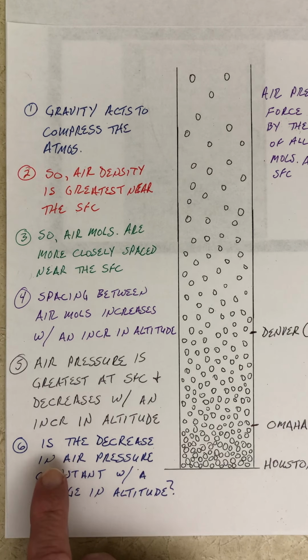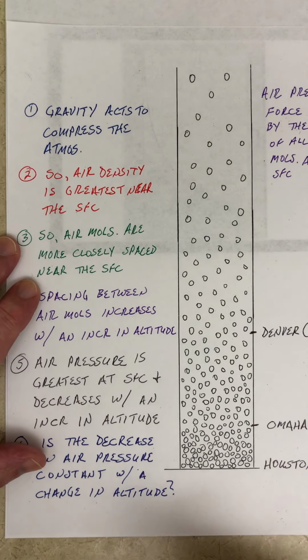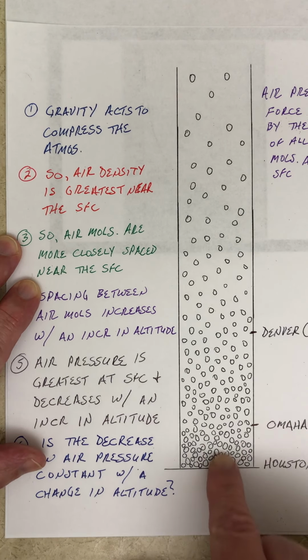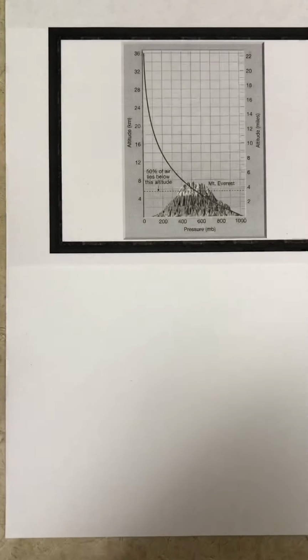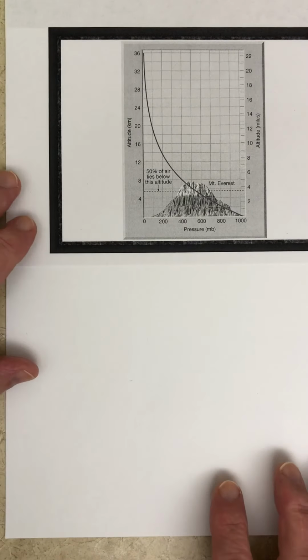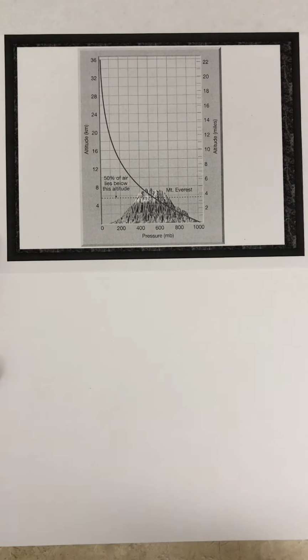And so we left off with this question: is the decrease in air pressure constant with a change in altitude? In other words, does air pressure change at a constant rate as we go up through the atmosphere? That's what we're going to take a look at now. This figure is on Canvas in the PowerPoint, I think it's slide number 6 in chapter 5. We're going to demonstrate how air pressure changes with a change in altitude.